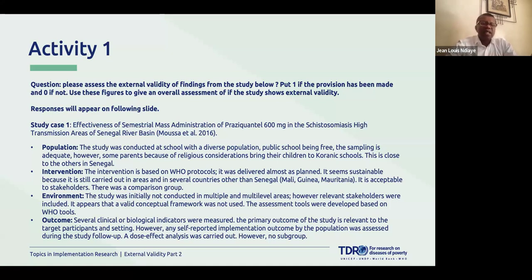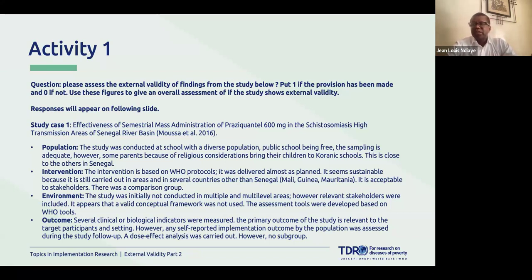When you look at the different elements to assess the external validity, look at the population as described by the study. The study was conducted at school level with a very diverse population. Public school, so it's free access. The sampling is adequate, targeting primary and secondary school. However, some parents, because of religious consideration, do not bring their children to the modern school. They bring their children to the Quranic school. And this is really what we are seeing in many areas of Senegal.